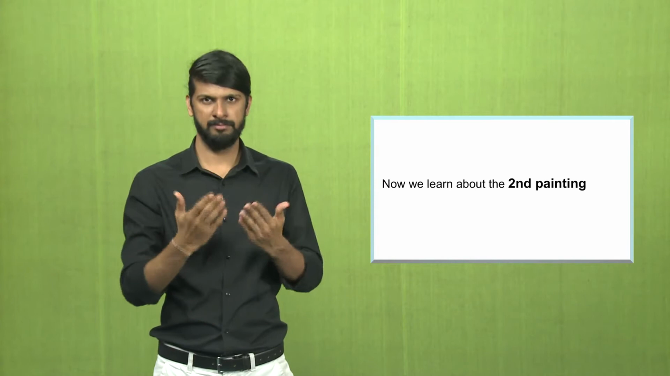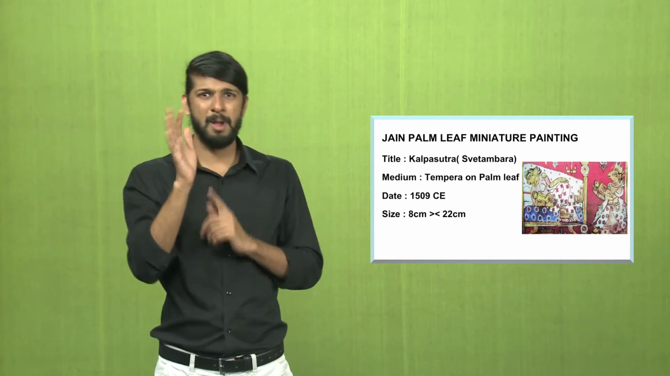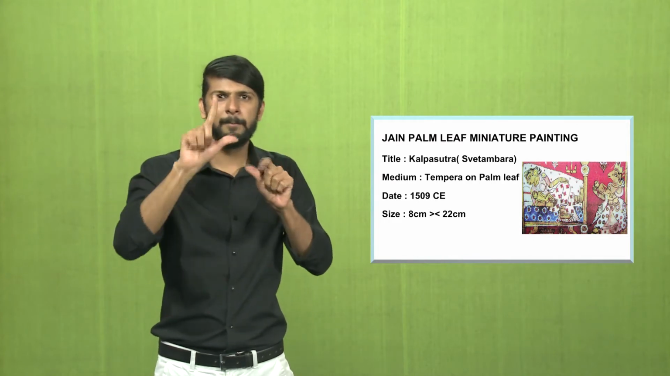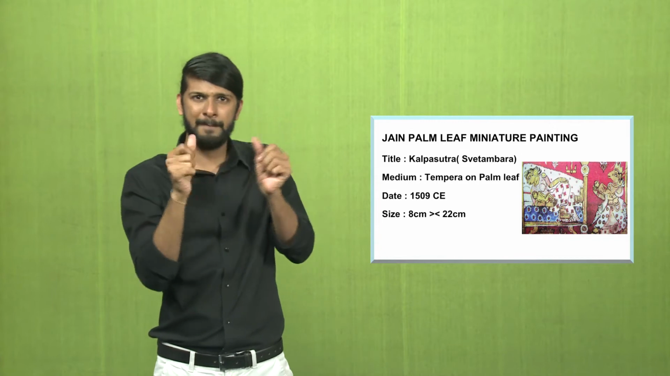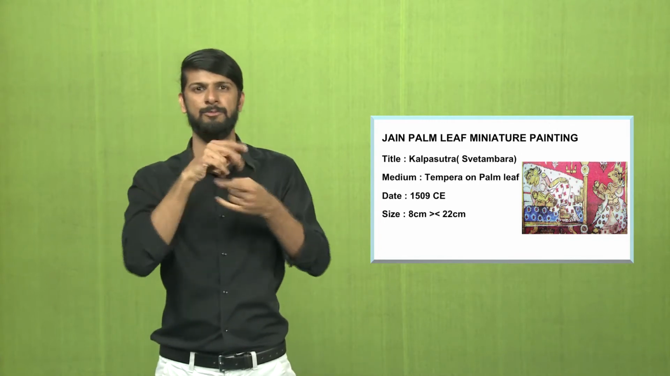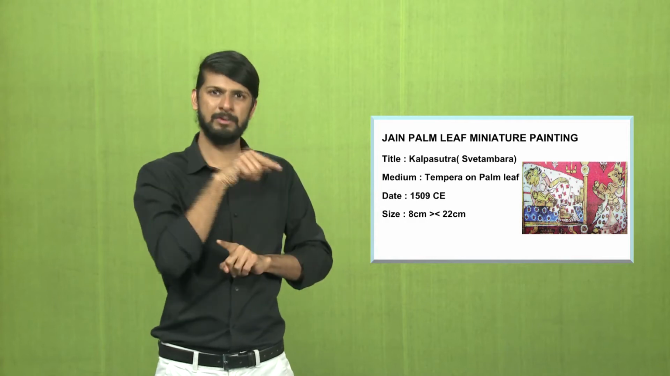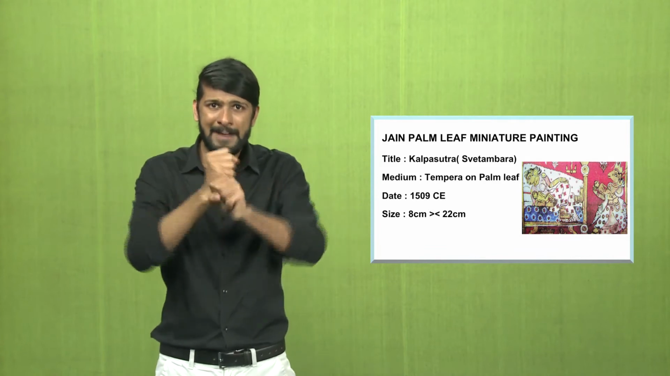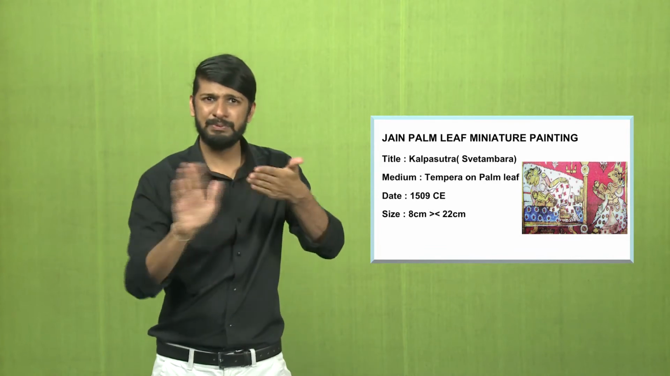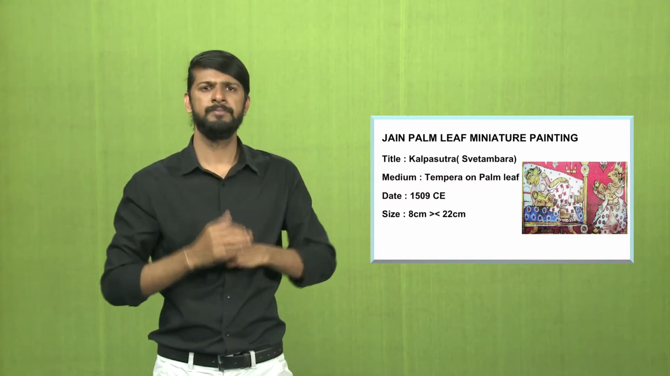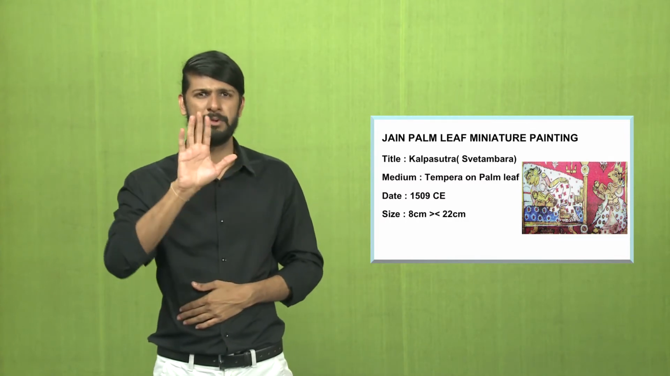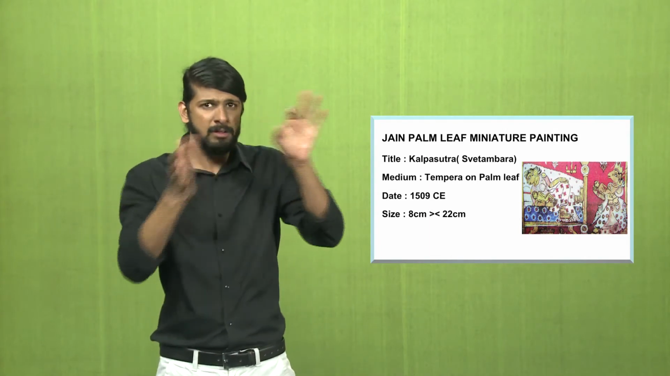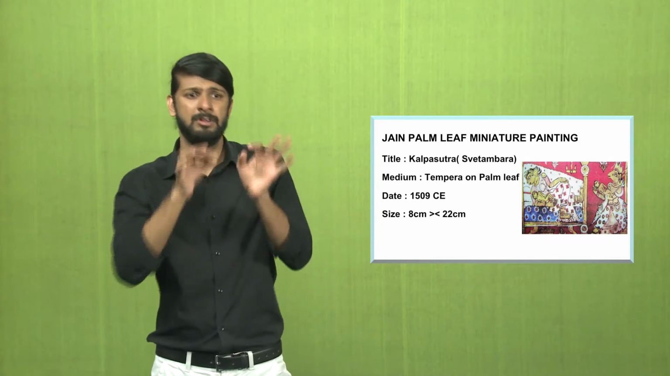Now, we learn about the second painting. Jain palm leaf miniature painting, the title Kalpa Sutra, taken from the Swetambara Jain religious text. The medium was tempera on palm leaf. So, first the leaf would be prepared and then lime was plastered and then the painting was done. The date of this painting is 1509 CE. Size is 8 centimeters by 22 centimeters.